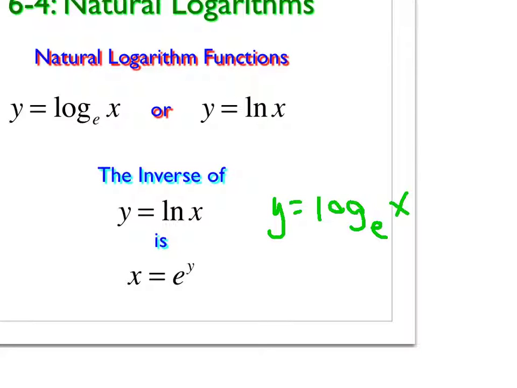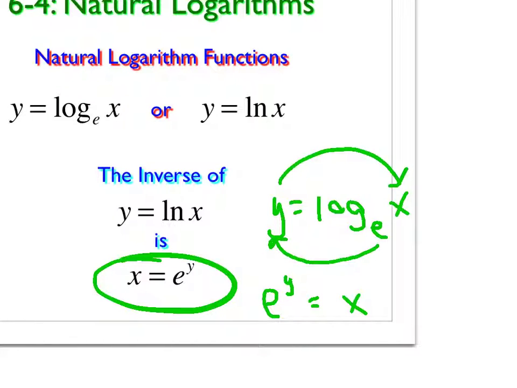If I do the circle method on y equals log base e of x, I start at the e, and I go left, because I wrote y first. So this becomes e to the y power equals x. So that's how I get this. They're inverses of each other. And you're almost there for the yield.